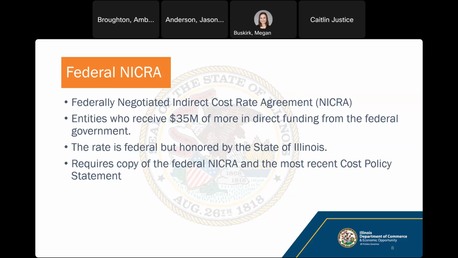Like other indirect cost rates, elections must be made in the GATA grantee portal. For federally negotiated rates, this election requires a copy of the federal NICRA as well as the most recent Cost Policy Statement, or CPS, for review and recording purposes.